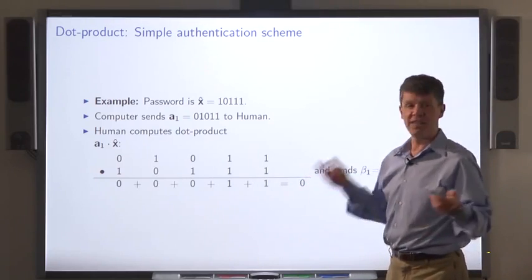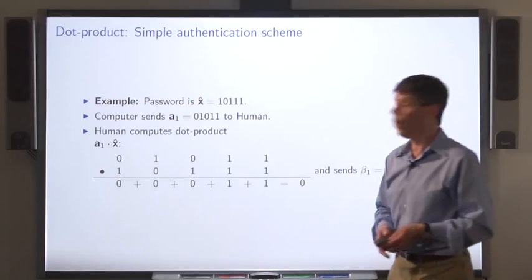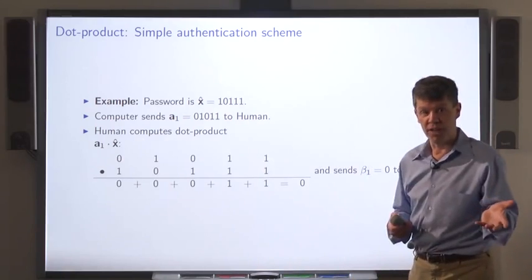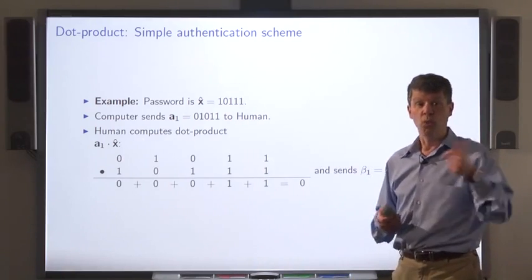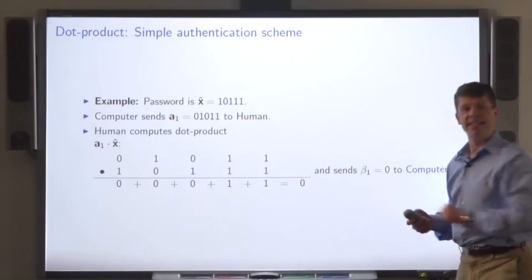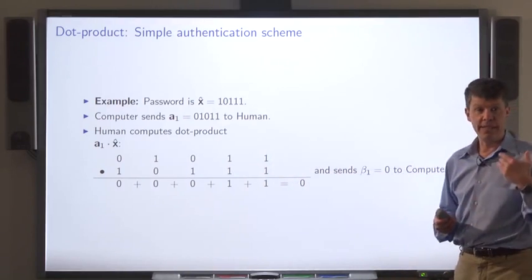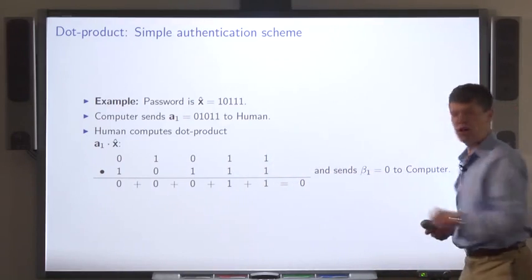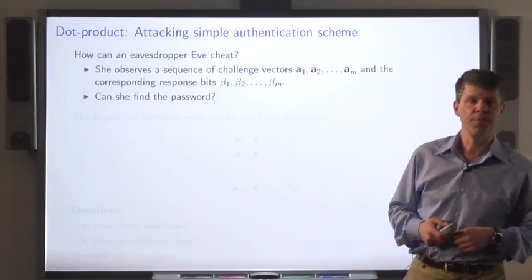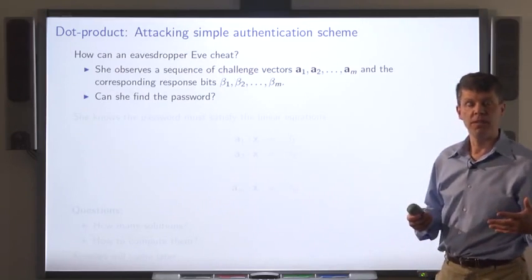Obviously this is too short to be secure, but it's good for illustration. Maybe the computer chooses as its question the vector 01011. It sends that to the human. The human computes the dot product of that question with the password and ends up with 0 and sends back 0 as the response to this question. Let's call that response beta 1. And this is repeated several times.